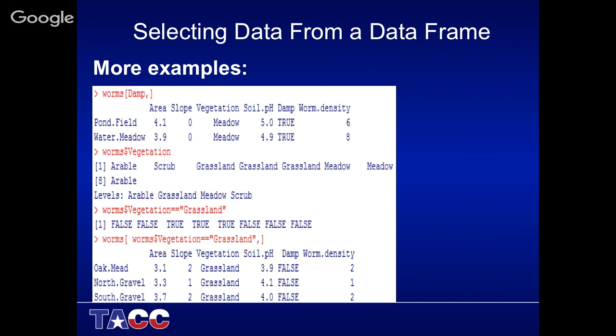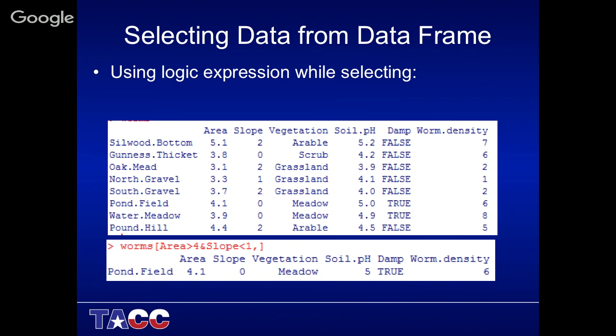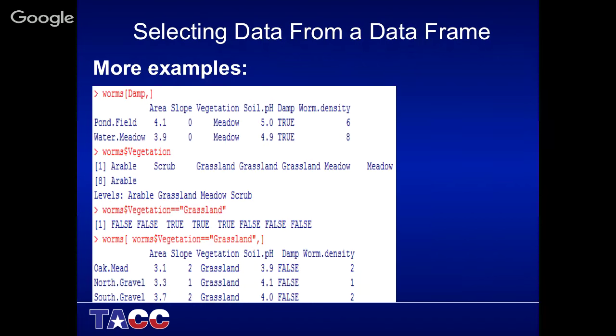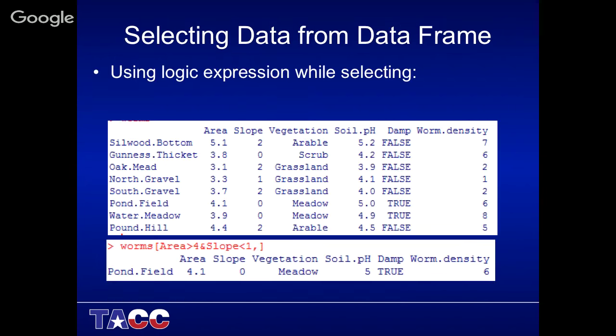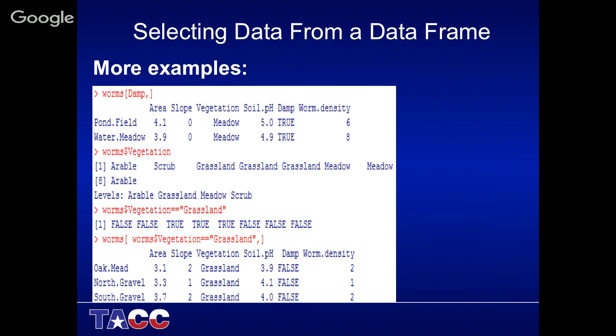Again, this is logical slicing. You're just saying, give me all the rows where the Boolean variable damp is true, and all the values in the column vegetation. So you were asking about how to reference by name, and that's one example of it. That column had vegetation, and so you'd say worms dollar vegetation, and you would get that column returned as a list.